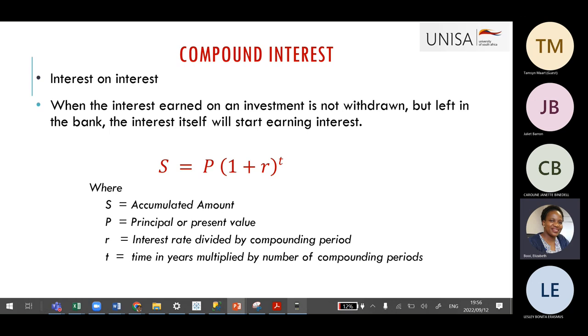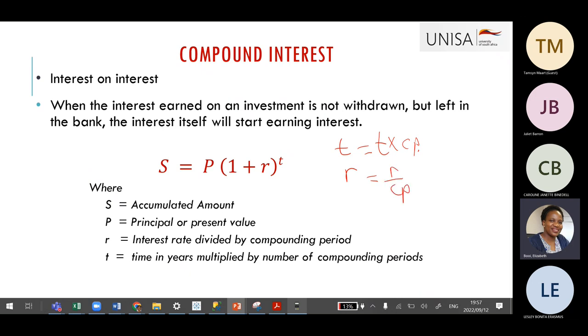Now, the other thing with compound interest is the following. Because we talk about compound interest, we talk about the compounding periods. You need to remember and always know that on this formula, there are certain things that are not visible, but they need to be there. You need to know that your T needs to be multiplied by the compounding period. You need to know that this R, you need to divide it by the compounding period.